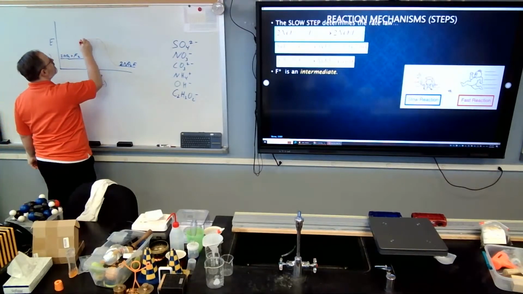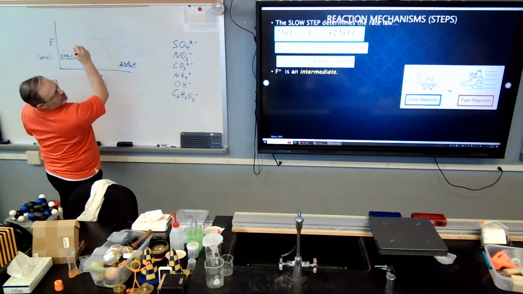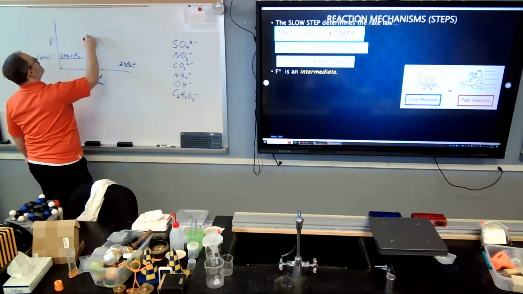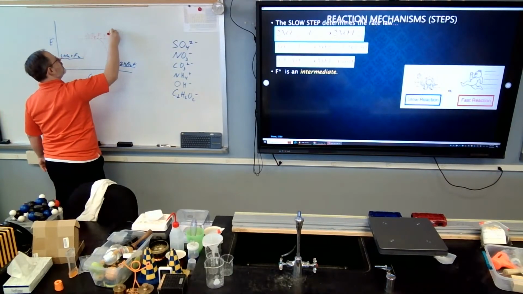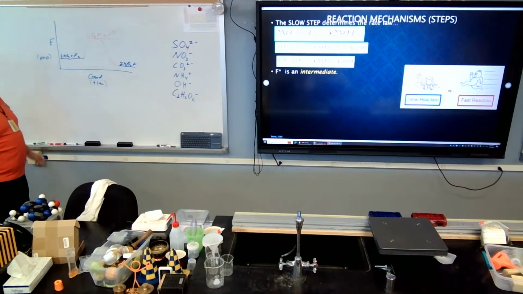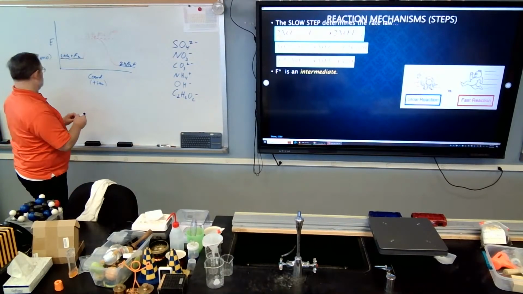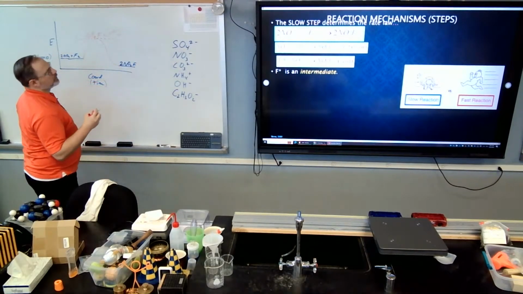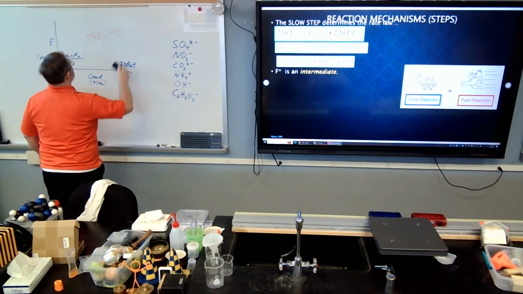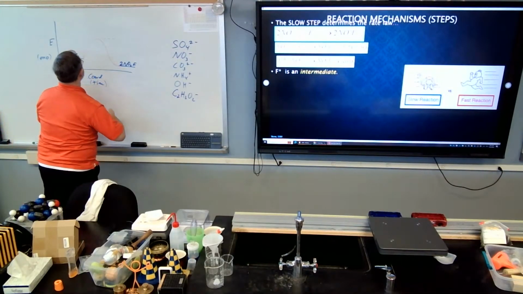And at the hump, what we have is NO2F plus F star. Almost done. And then that F star reacts with, sorry, yeah, okay, so let's just, I need more room, and I also need a different color. Let's use that.